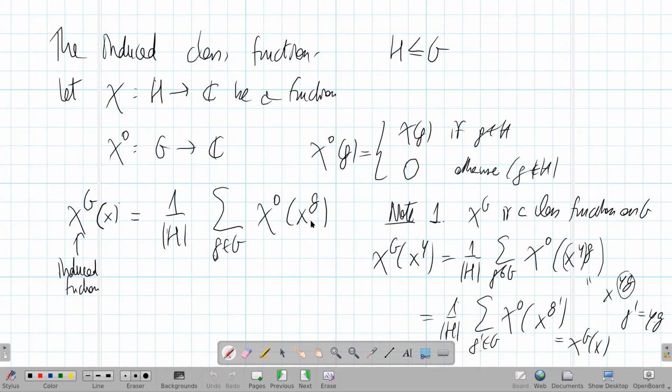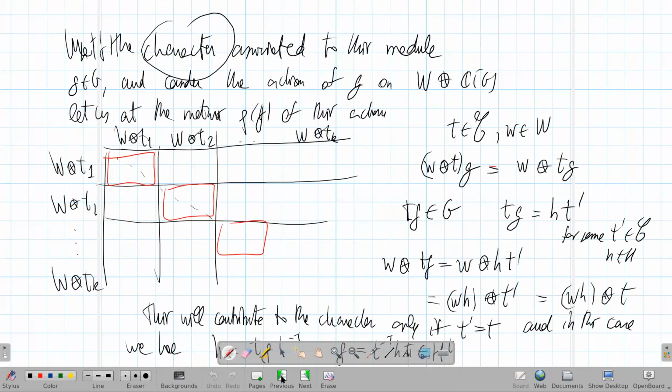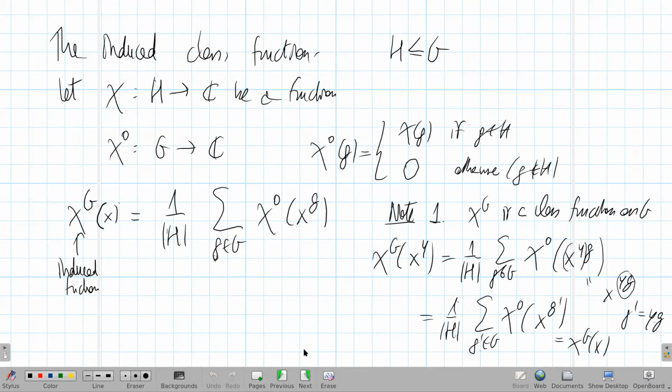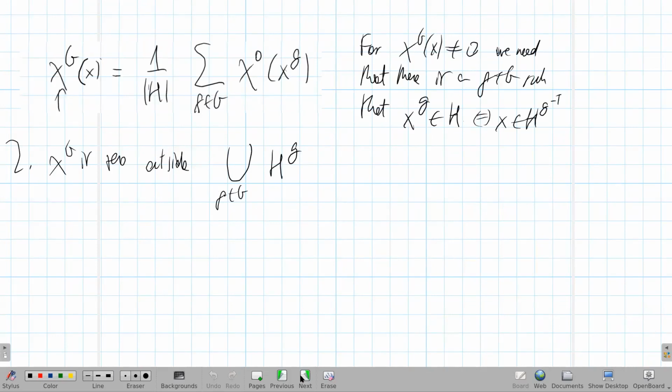The reason why we chose this is exactly given by this argument, because when we want to see the character associated to this module, the only way of having a non-zero contribution is when g is in a conjugate of H, and then the contribution will be given by this element h, which is the conjugate of g. And so hence you see the conjugate of x in this case, because I've changed variables, unfortunately. Okay, good.